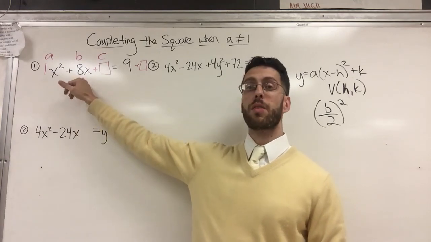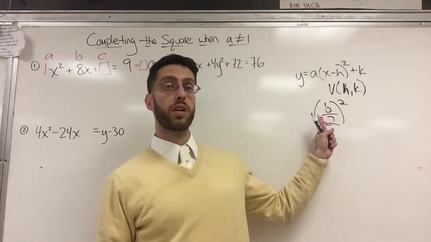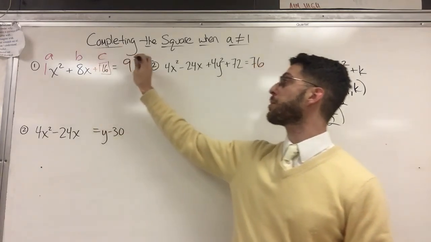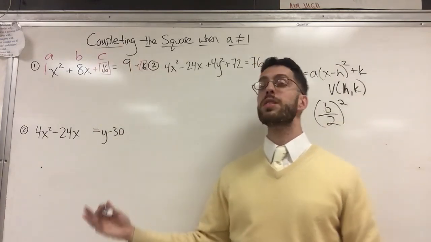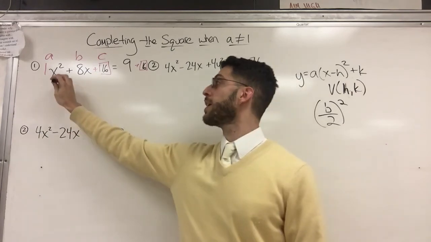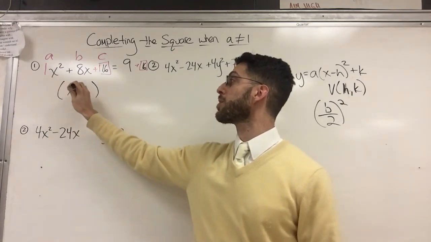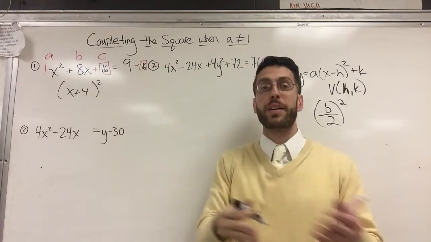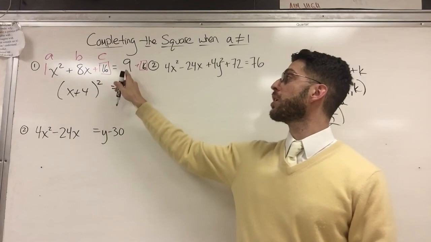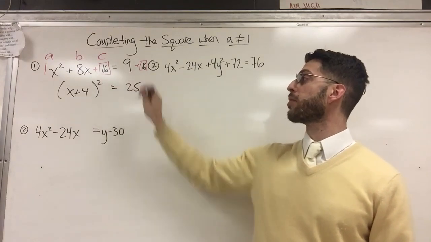b is 8. 8 divided by 2 is 4, and then 4 squared is 16. So 16 goes here. And to keep the balance, 16 goes here. The reason I did that is because this is what's called a perfect square trinomial, and it's easily factored as (x plus 4) times (x plus 4). So we write it as (x plus 4) squared equals 9 plus 16, which is 25.